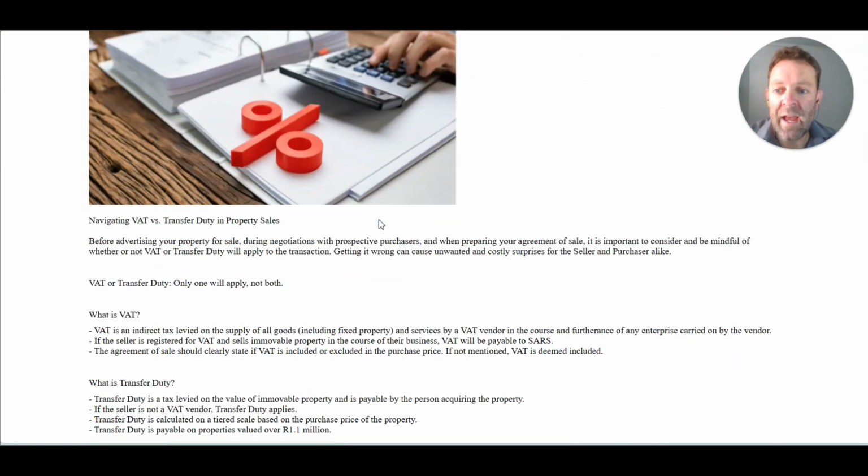Before advertising a property for sale, during negotiations with prospective purchasers, and when preparing your agreement of sale, it is important to consider and be mindful of whether or not VAT or transfer duty will apply to the transaction. Getting it wrong can cause unwanted and costly surprises for the seller and purchaser alike.